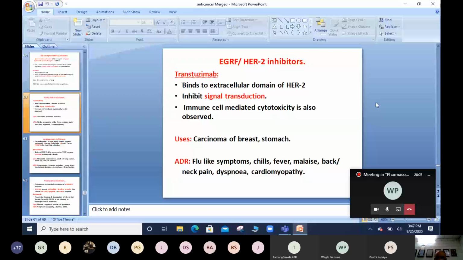Adverse reactions: flu-like symptoms, chills, fever, malaise, back pain or neck pain, dyspnea, cardiomyopathy.